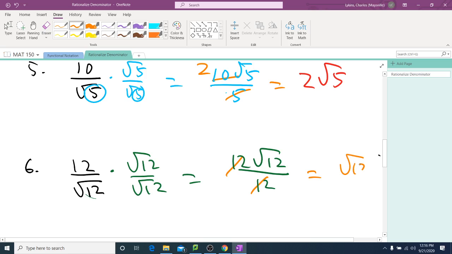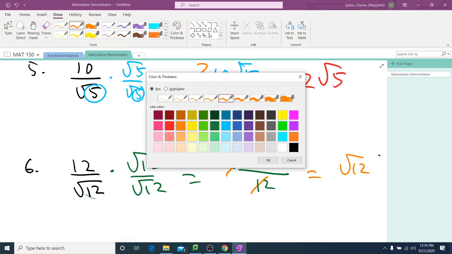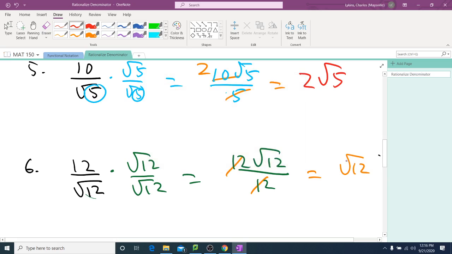And you get the square root of 12. Now, be careful because you may have to reduce this square root of 12. And think about this for a second. 12 can be, and I'm looking for a perfect square factor, 4, so I'm looking at 4, 9, 16, 25, all the way up to 49, 81, and so forth. I'm looking for my perfect squares.